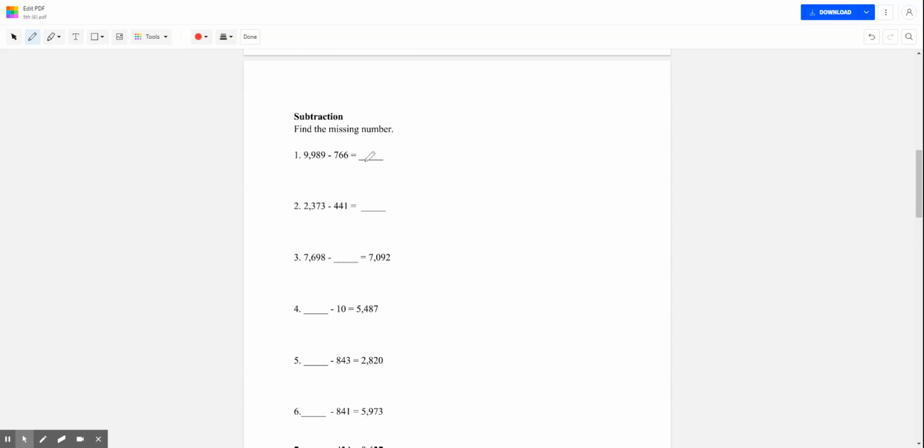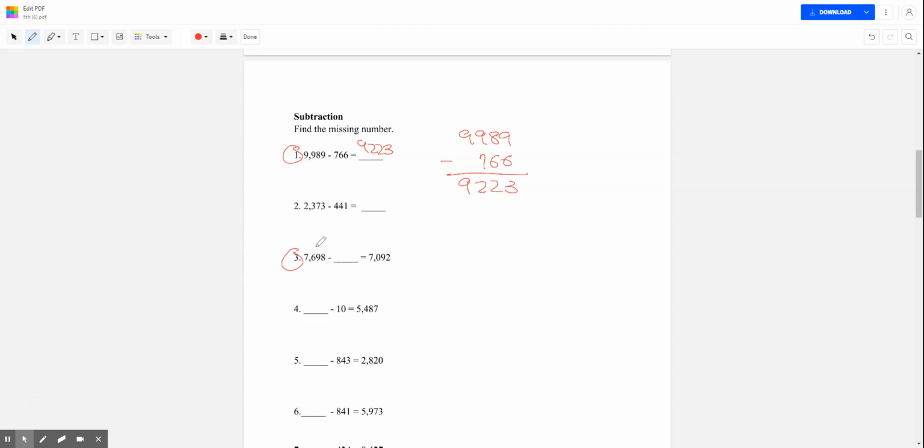Subtraction. Find the missing number. Let's get number 1. This is just simple subtraction. 9,989 minus 766. 9 minus 6 is 3. 8 minus 6 is 2. 9 minus 7 is 2. And 9 minus 0 is 9. And that's our answer, 9,223.